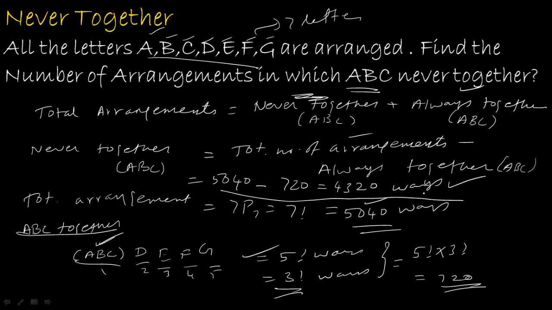So if it is never together, already we know how to calculate the total number of arrangements. If it is always together, how can we calculate the number of permutations? So we make use of those two concepts. We calculate never together. If it is in terms of letters or words, consonants, vowels, whatever that may be, we use the same procedure. For that you have to remember this formula: never together is equal to total number of arrangements minus always together.